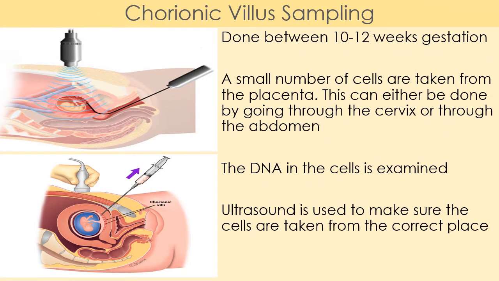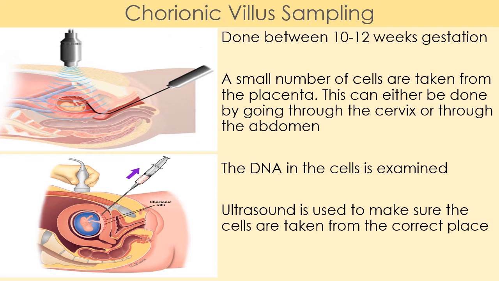Our first one is chorionic villus sampling, or CVS. Now this can be done between 10 and 12 weeks gestation. The gestation is the amount of pregnancy that has passed. For CVS, there is a number of cells that are taken from the placenta. They're taking these from the placenta, and this can either be done by going through the cervix or through the abdomen. The 2 pictures on the left show how it is done.